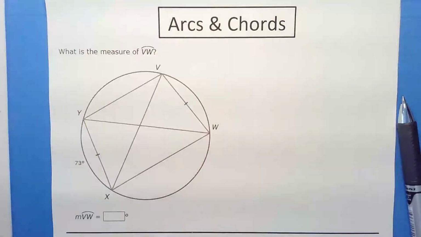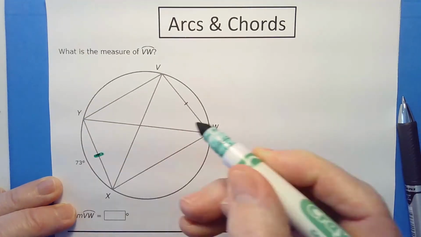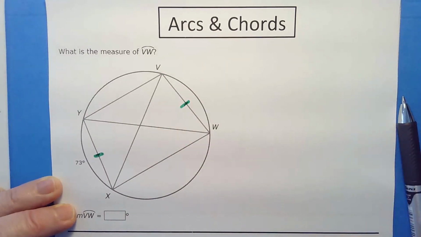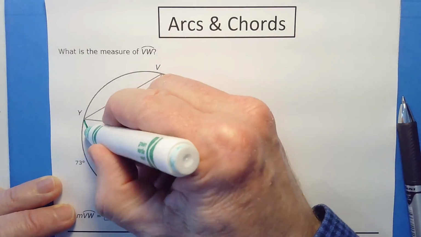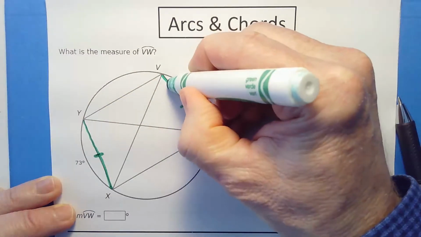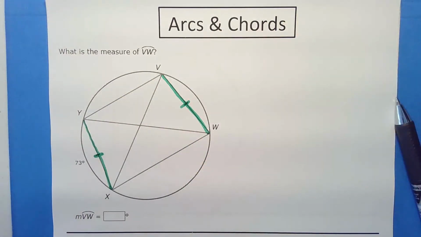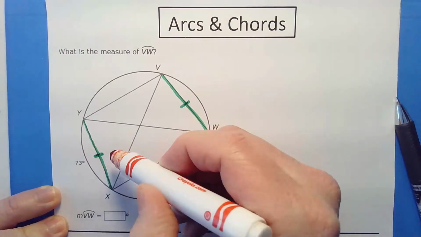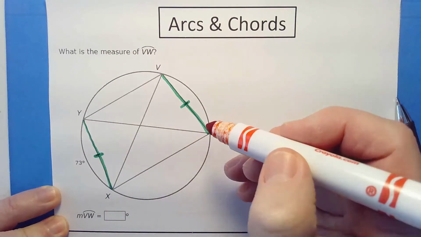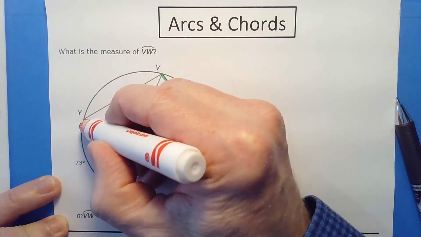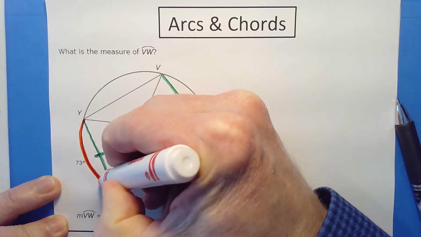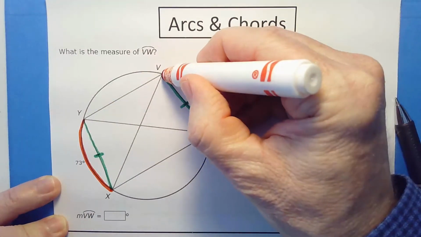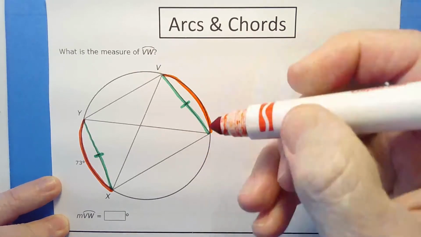Notice how these two chords here, YX and also VW, have a little congruence mark. So I'm just going to mark those in green here. These are the line segments that we're caring about. We're going to focus on these. Because those are congruent, kind of makes sense, not a surprise, but again, we can't just assume it. But because we know that these two line segments are congruent, that also tells us that the arcs that correspond to those are also going to be congruent.